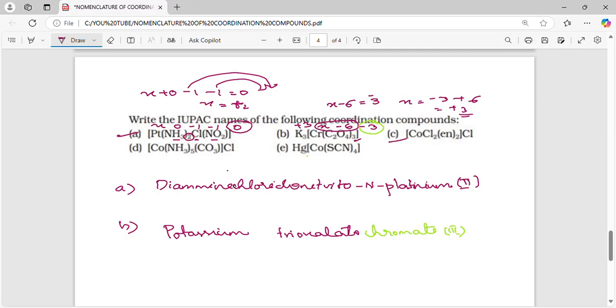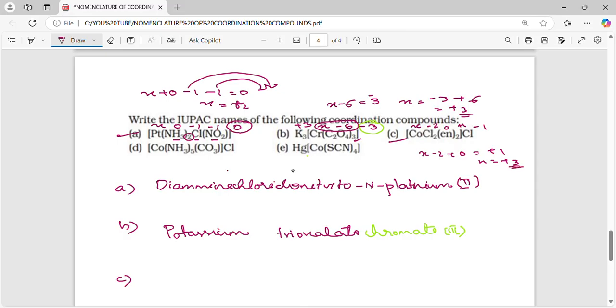One more example, C. Chlorine is a counter ion, -1. Central metal atom is cobalt, let it be X. Coordination sphere is +1. Why? Because chlorine is -1, which is outside. En is a neutral ligand, 0, and inside the coordination sphere this chlorine is -1, but there are 2, so total -2. So X minus 2 plus 0 equals +1. X is equal to +3. So this is the preliminary step.